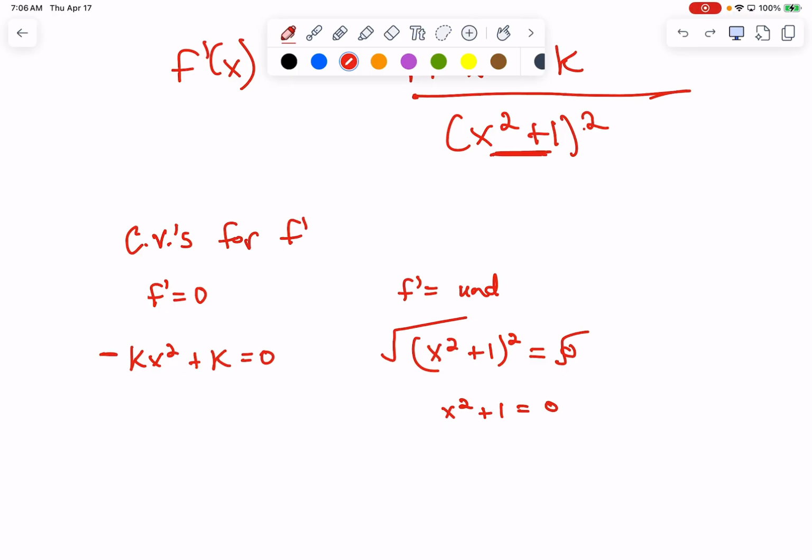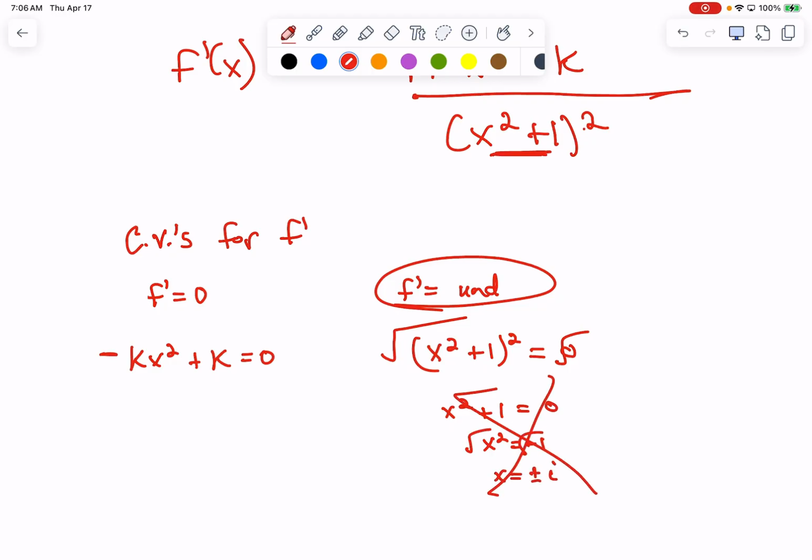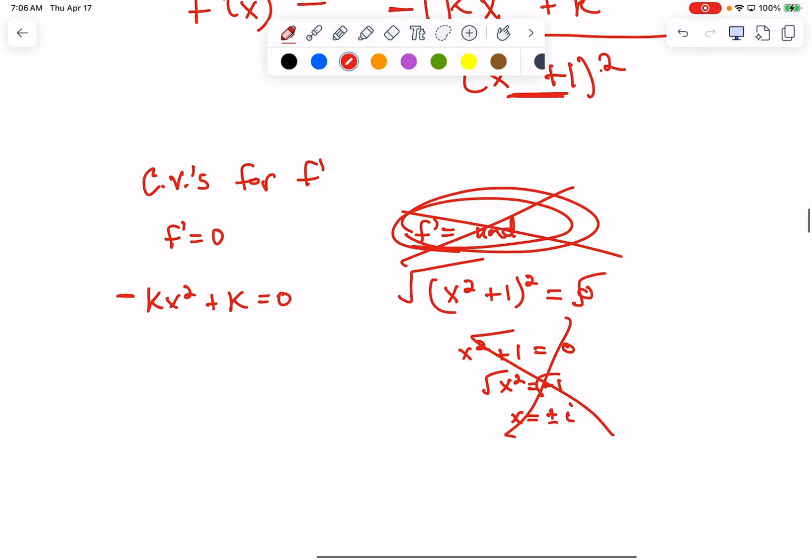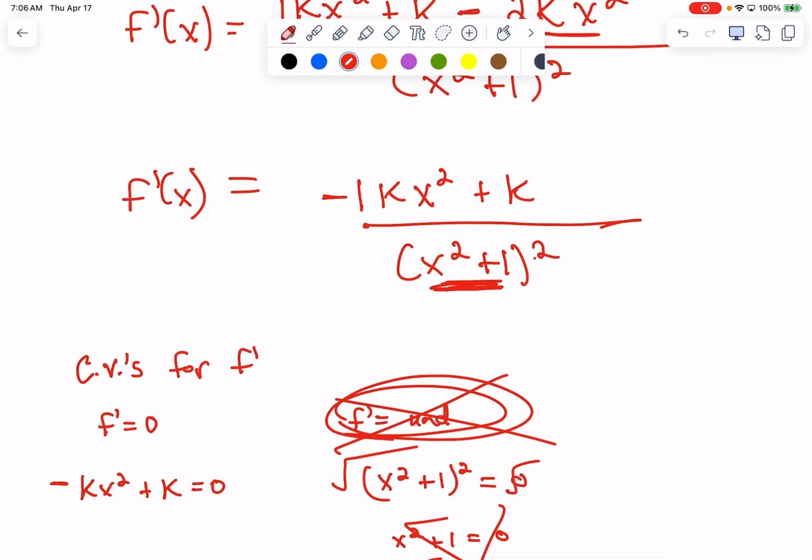All right, now, this part right here is not going to give you anything, because you're going to get x squared equals negative 1. Take the square root of both sides. You're going to get x equals plus or minus i. So there's no critical values. There's no place where the first derivative is undefined. You don't even have to worry about that. And most of you can look at that and just tell this is a parabola shifted up one. It's all positive, it's opening up, and it never crosses the x-axis. So there would be no zeros.